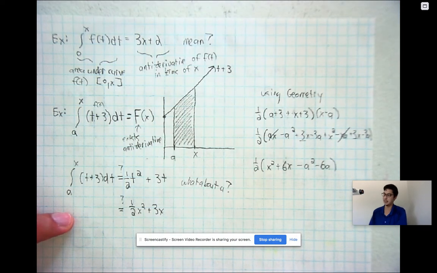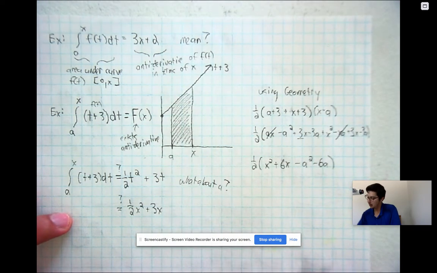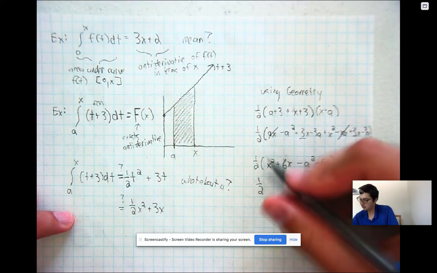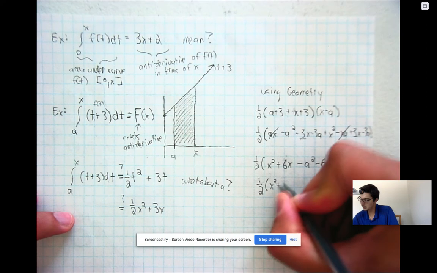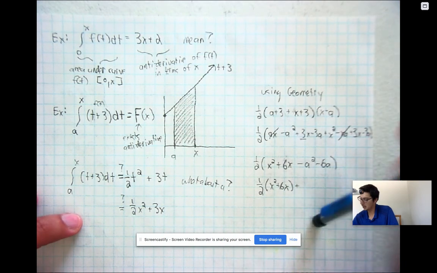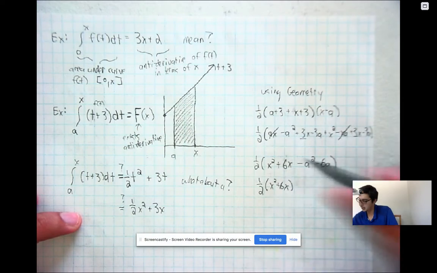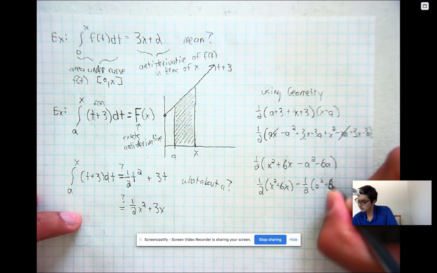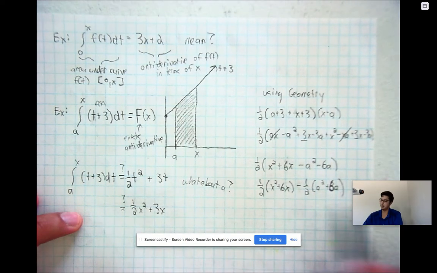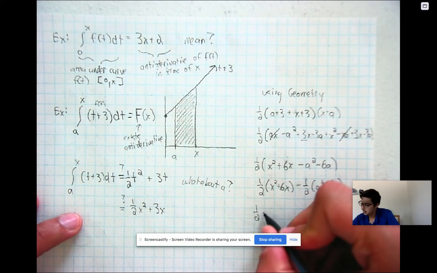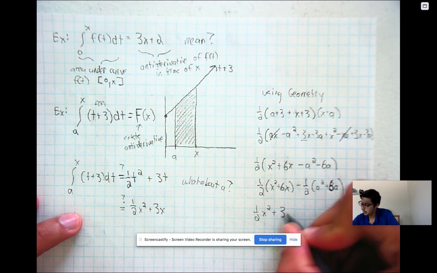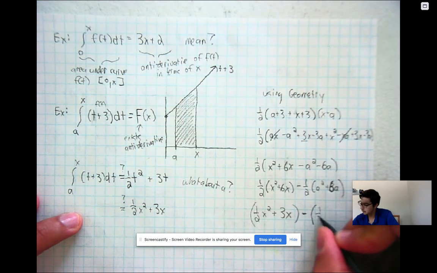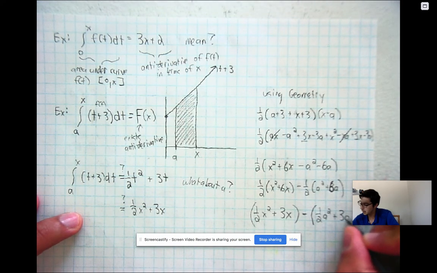Okay. So again, this is the area under the curve from a to x. And now I'm going to distribute this, but I'm going to distribute in a certain way, where I'm going to say 1/2 x squared plus 6x plus, and then I'm actually going to take out a negative from that, and do minus 1/2 a squared plus 6a. And if I write that one step farther, what we get here is 1/2 x squared plus 3x minus (1/2 a squared plus 3a).